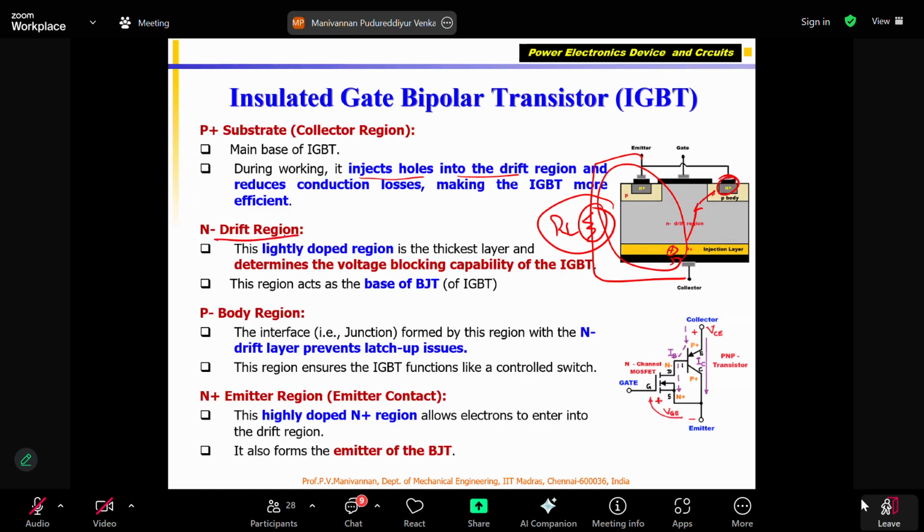Next is called the drift region. This is a lightly doped region. Note down, please take the notes. This is called a lightly doped region because the number of electrons is less. If you have more electrons, the holes cannot reach. When a hole enters here, it is a positive charge and there is already an electron. These two will combine. When a hole meets an electron, they combine and become neutralized. That means there's no current flow.